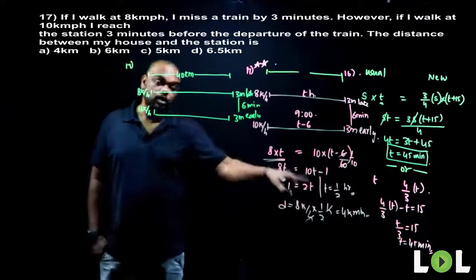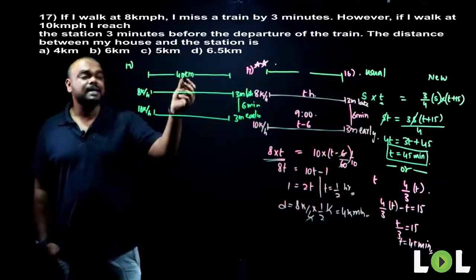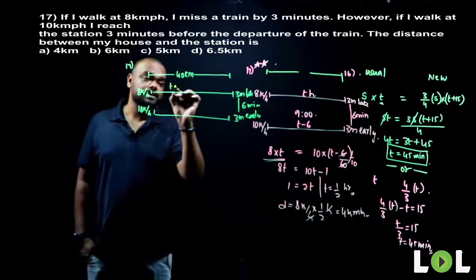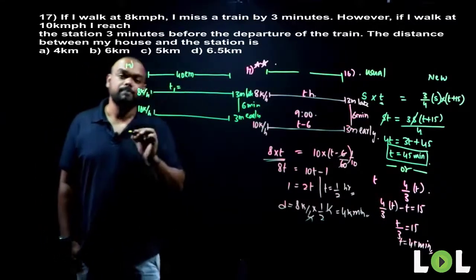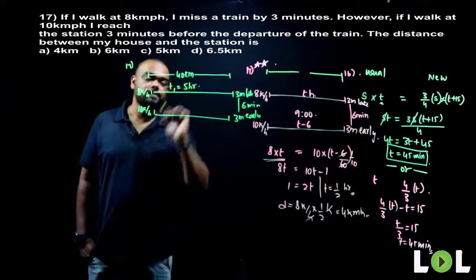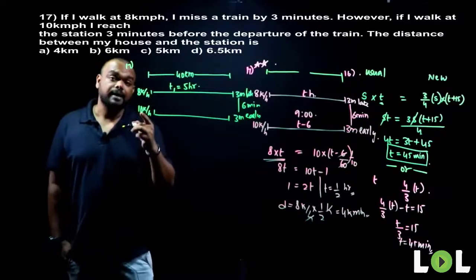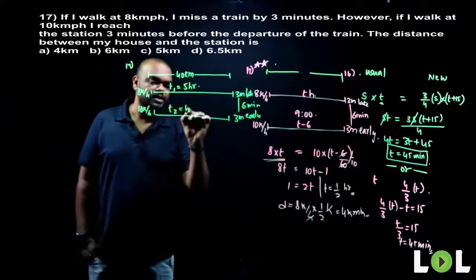We know distance is 4 kilometers, so this is not the right answer. But I'll show you how to correct it. So let me consider distance as 40 kilometers. In this case, time 1. How do we calculate time? Distance by speed. 40 by 8. I will take 5 hours on the first day. Second day, again time, distance by speed, T2, 40 by 10, 4 hours.